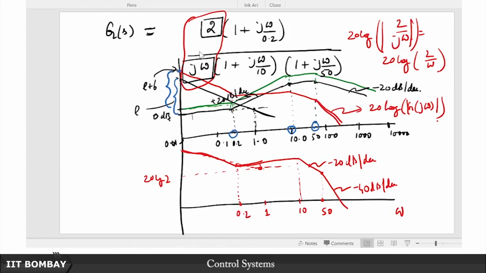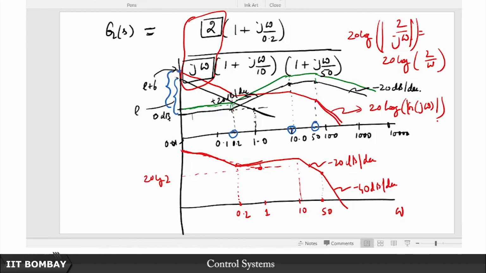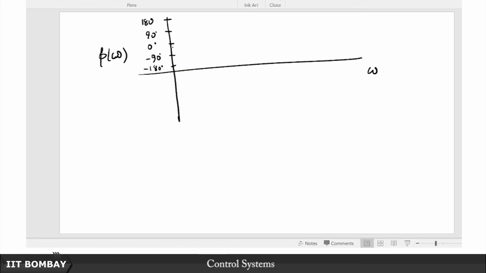So here also you see this 2 will no longer be of any consequence, the only thing we are concerned with is how many integrators are there. So we ask ourselves how many integrators are there, there is only one integrator. So if there are R integrators, we start at a value of minus 90 times R. So here this R is 1, and the first thing again as usual we do is draw out the break frequency, it is 0.02, 10 and 50. So let me just quickly draw that out here, it is 0.01, then it's 0.1, then it's 1.0, then it's 10.0, then it's 100, and then it's 1000, right.